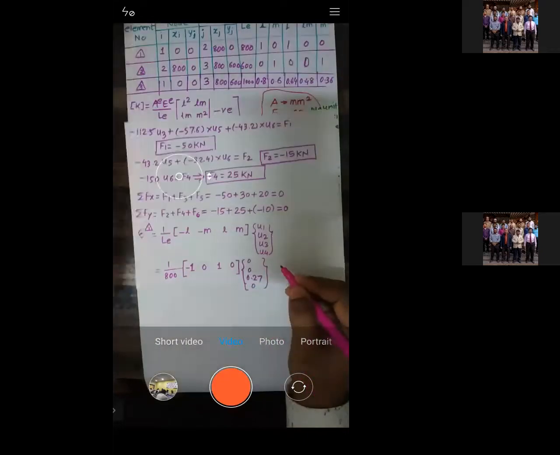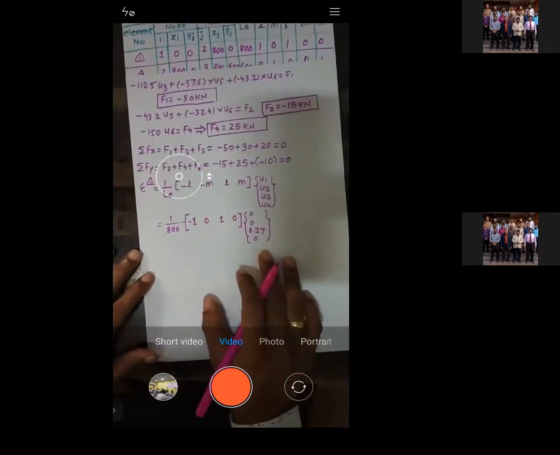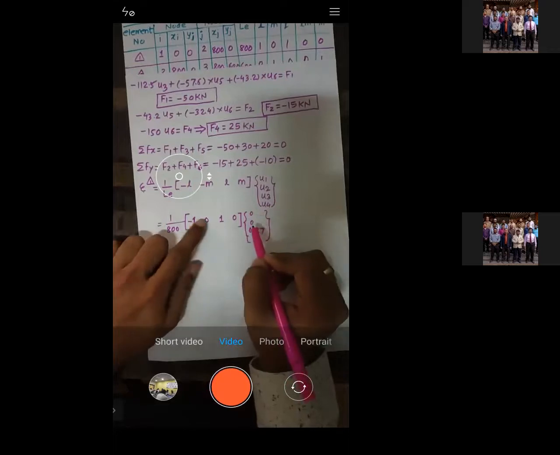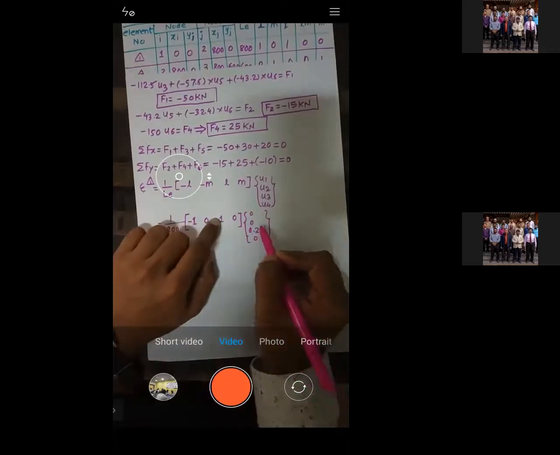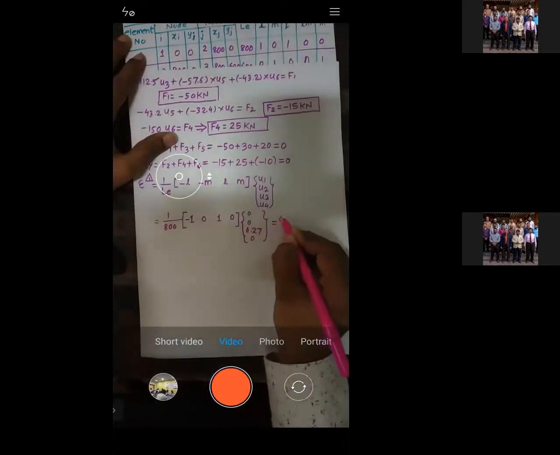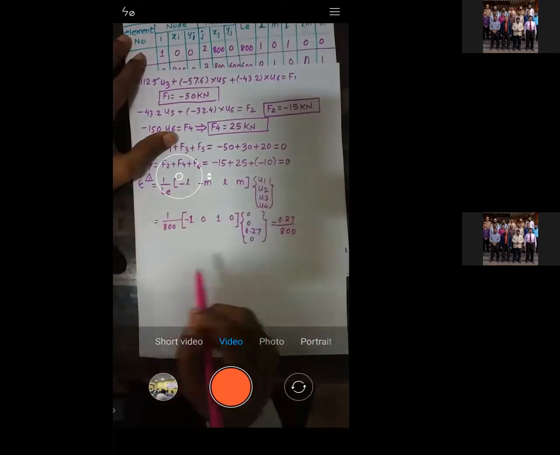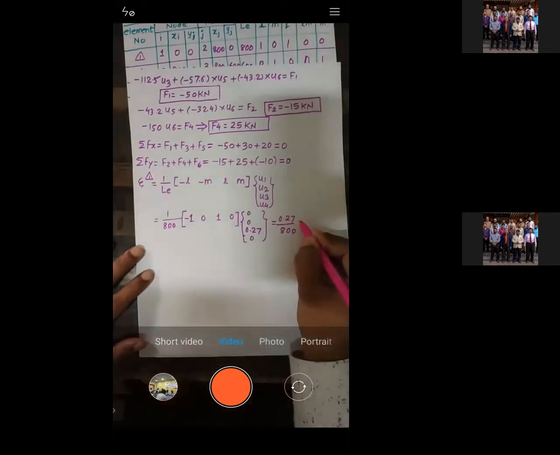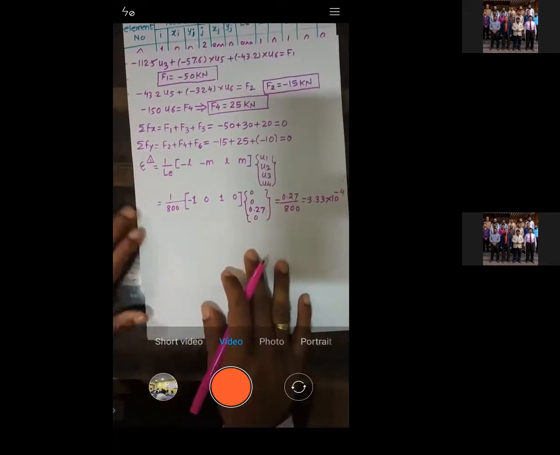Now let us calculate it. 0 into this one is 0, 0 into this one is again 0, and 1 into this is 0.27. So this is 0.27 divided by 800, because the last term is again 0. So we get 3.33 into 10 raised to power -4. This is the strain induced in element number 1.